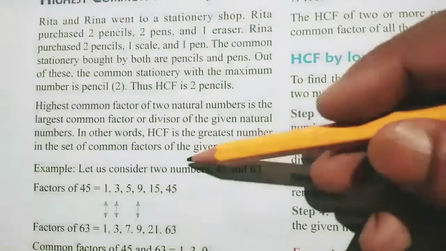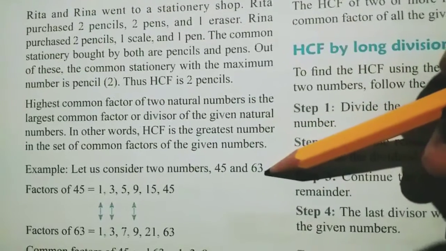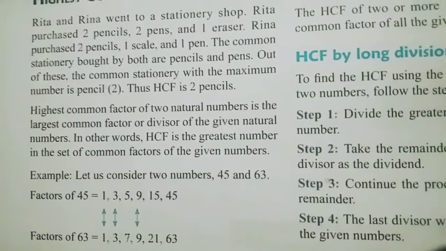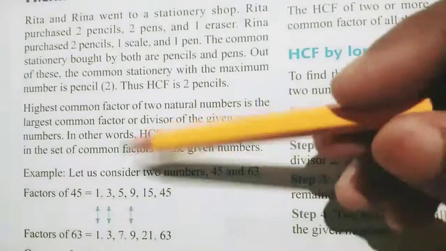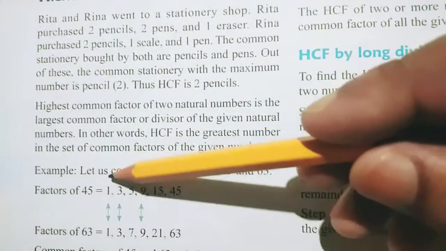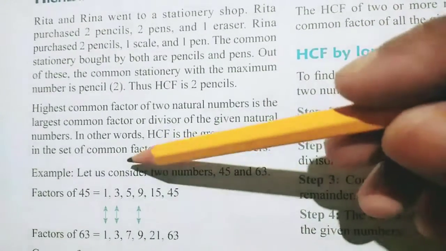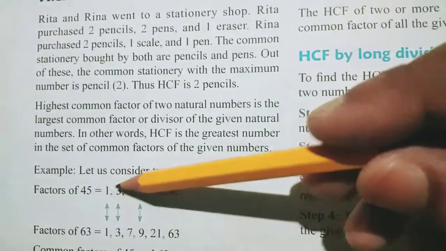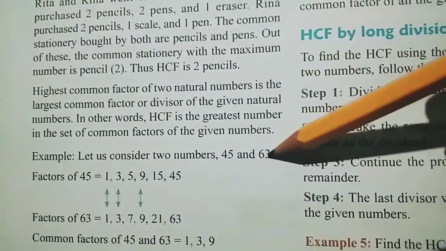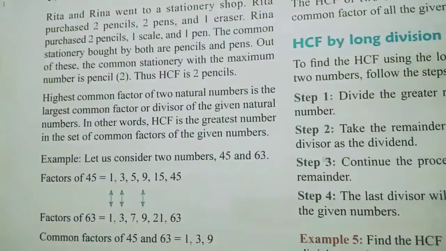Suppose you have to find the HCF of 45 and 63. How can you find it? One method is the common factor method. First of all, you have to write the factors of 45. That's why we learned factors at the beginning. The factors of 45 are 1, 3, 5, 9, 15 and 45. Then you have to write the factors of 63. The factors of 63 are 1, 3, 7, 9, 21 and 63.